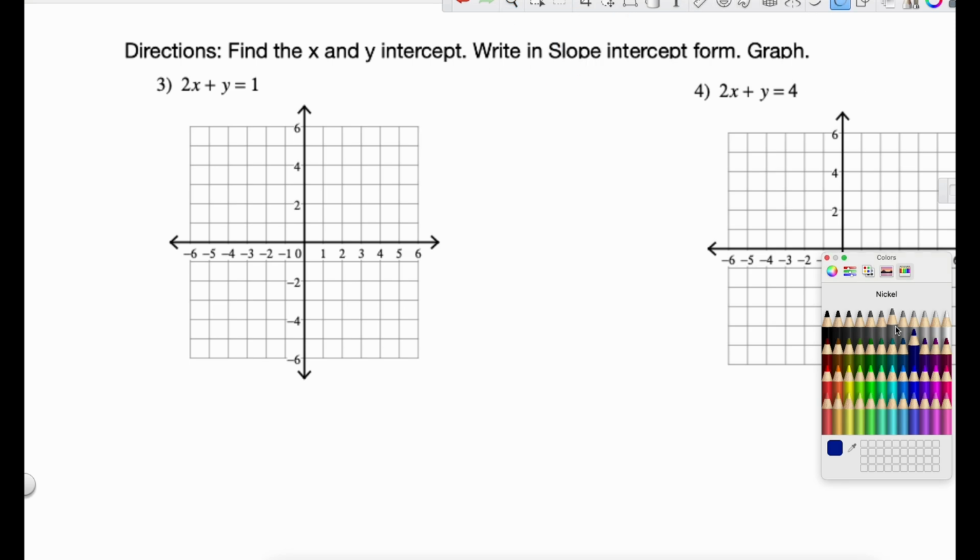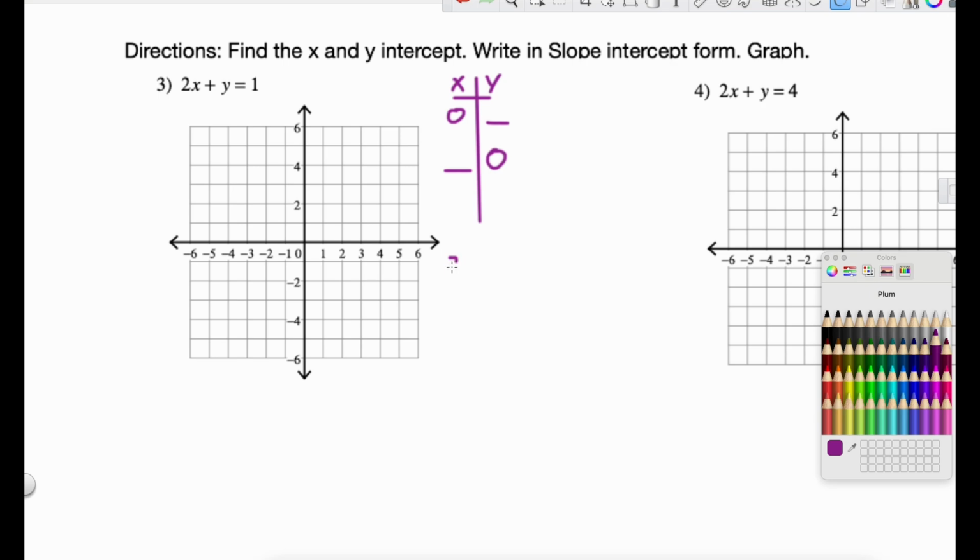I'm just going to do a couple of these, and you guys can do the rest. Find the x and y-intercept, write in slope-intercept form, graph. Okay, so first thing we're going to do is find the x and y-intercepts. So we're going to substitute 0 in for x and find y, and then we're going to substitute 0 in for y and find x.